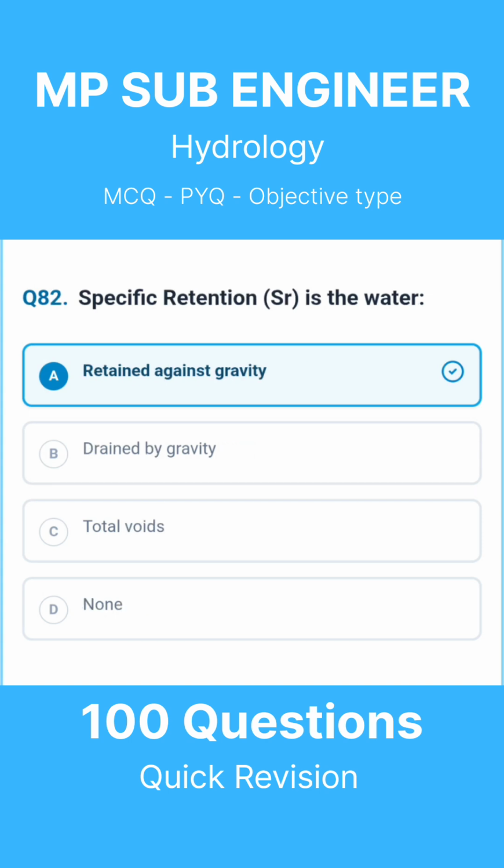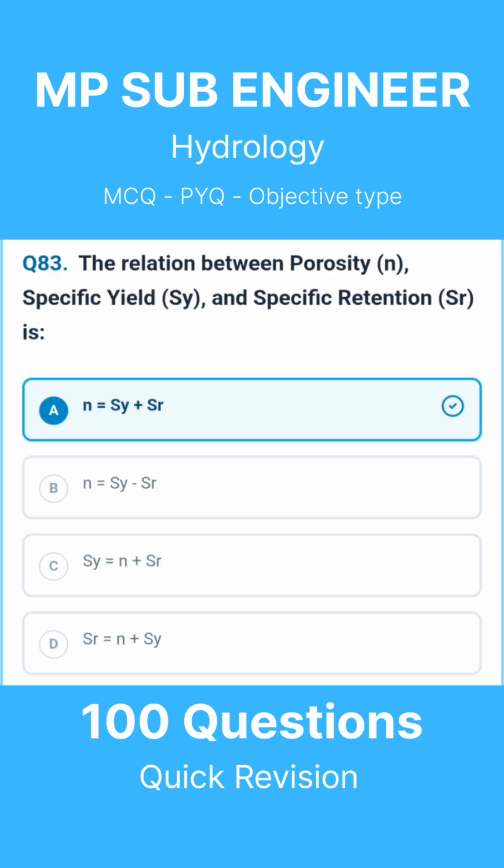Question 82. Specific retention Sr is the water. The correct answer is retained against gravity. Question 83. The relation between porosity N, specific yield Sy, and specific retention Sr is. The correct answer is N equals Sy plus Sr.